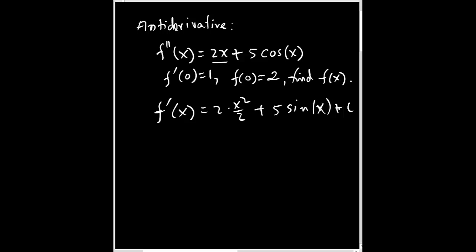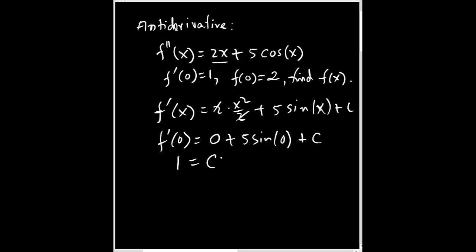Now use the condition here, f prime 0. So f prime 0 is, it's cancelled out, this will be 0, 5 sine 0 plus C. So you can see f prime 0 is 1, so then sine 0 is 0, so you get C equals 1. So our first derivative now came out as x squared plus 5 sine x plus 1.